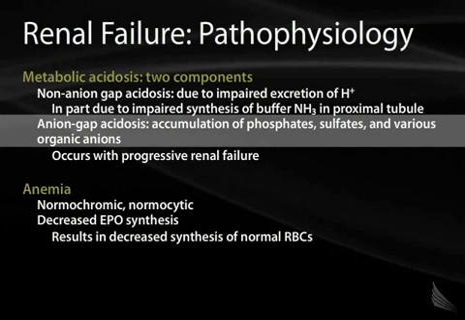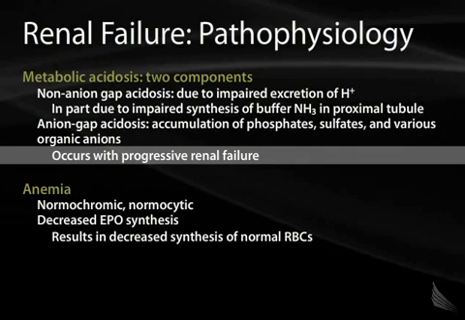There is also an anion gap acidosis, which results from the accumulation of phosphates, sulfates, and other organic anions. This usually occurs with more advanced renal failure than the non-anion gap acidosis. Thus, there is a natural progression from the non-gap to the gap component.